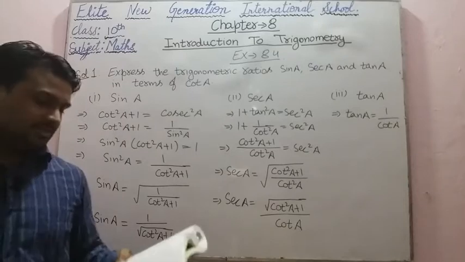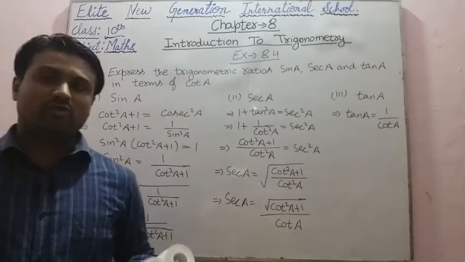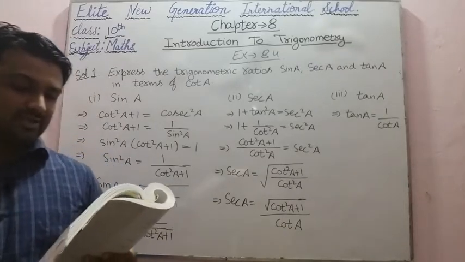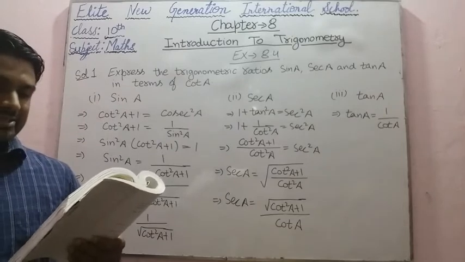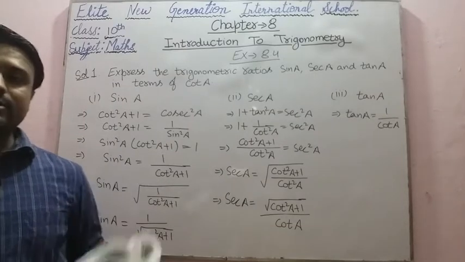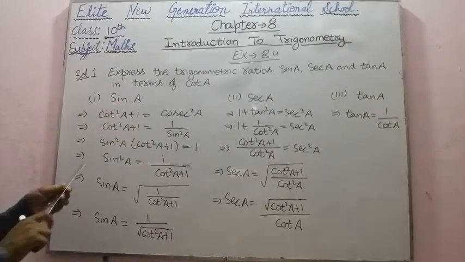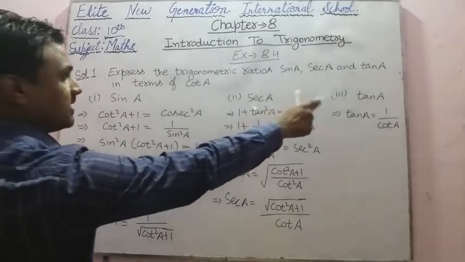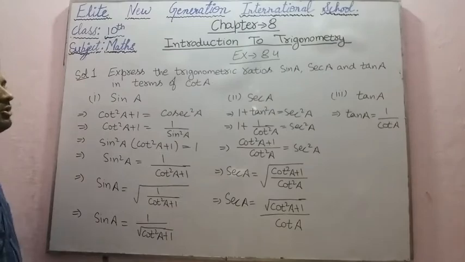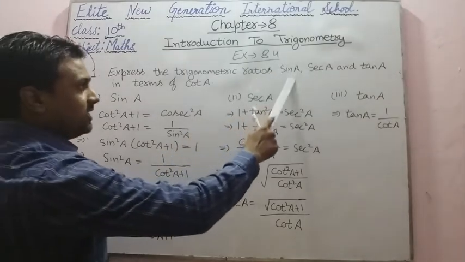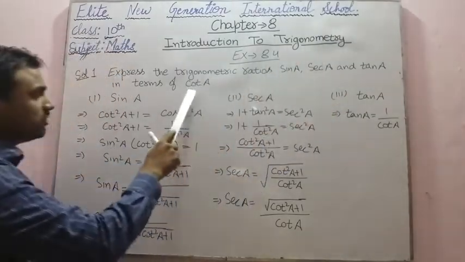So here in exercise 8.4, see question number 1. In question number 1, express the trigonometric ratios sin A, sec A and tan A in terms of cot A. So here this sin, sec and tan we have to convert into cot.